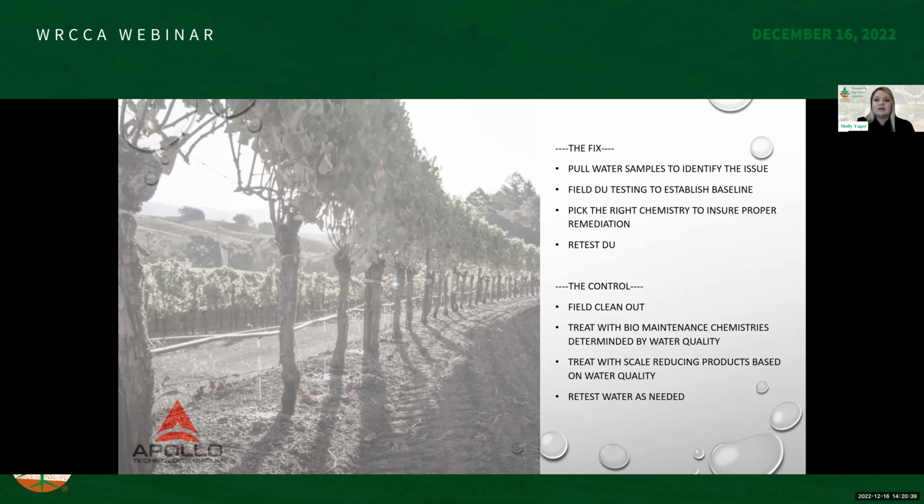The control, again, we're probably going to start with that field clean out, and then treat with biomaintenance chemistries determined by the water quality. Again, this is all going to be shown on that water analysis that we take. Treat with scale reducing products, so sulfuric acid, citric acid, sulfur burners, whatever is going to fix your growers' problems and meet the goals on their farm. And then retest water as needed.